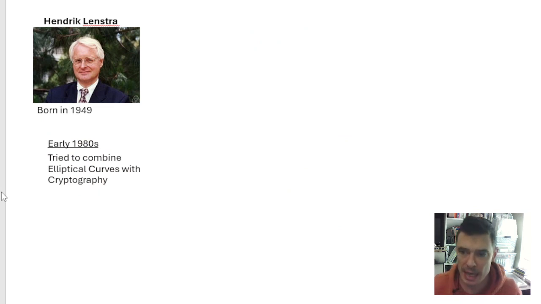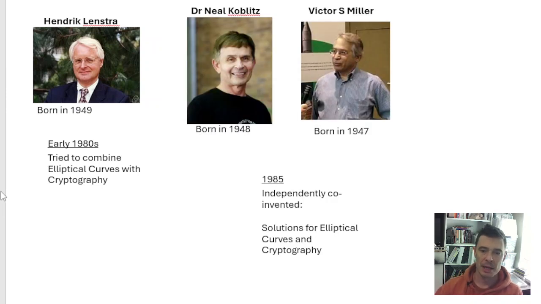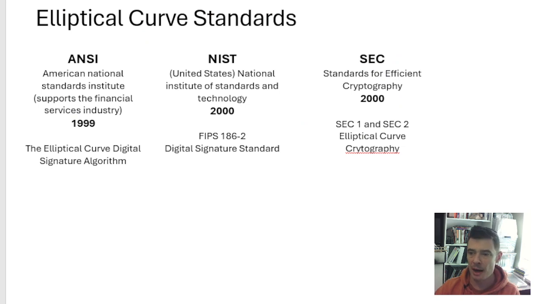And in the early 1980s, this was the first time that elliptical curves were attempted to be overlapped with cryptography. And then these two individuals went on and furthered the idea and independently co-invented elliptical curves in 1985.